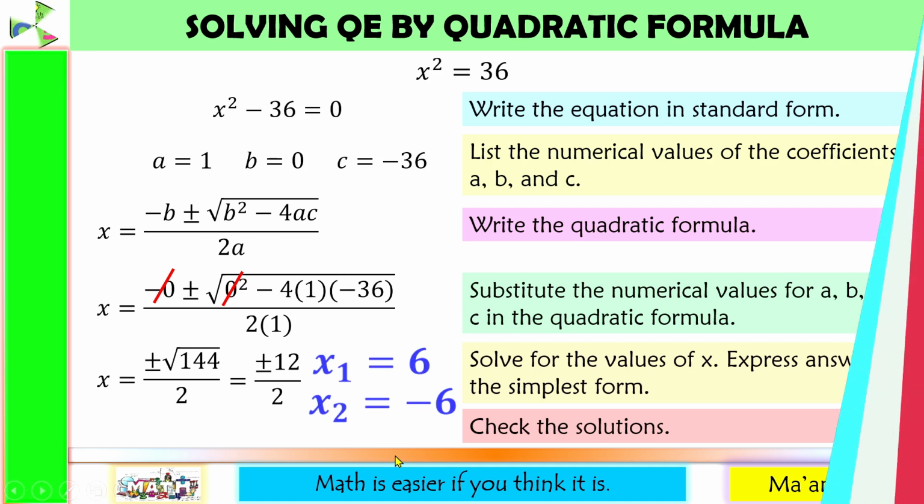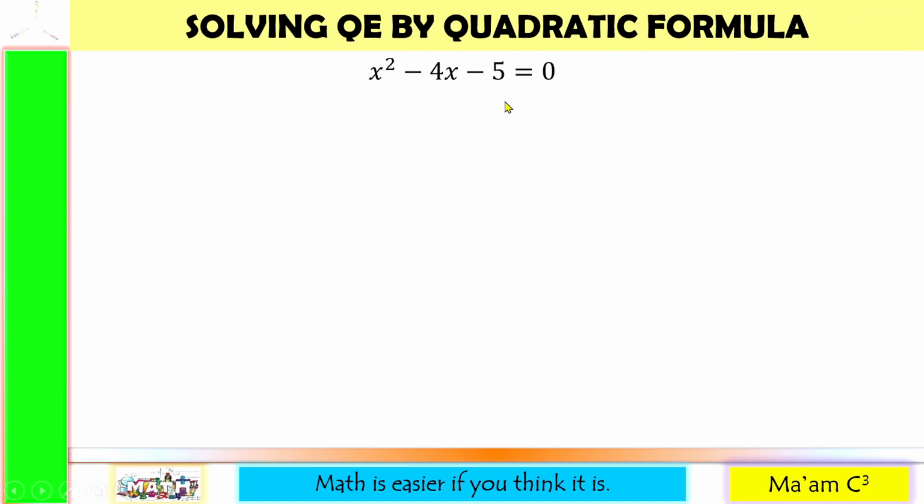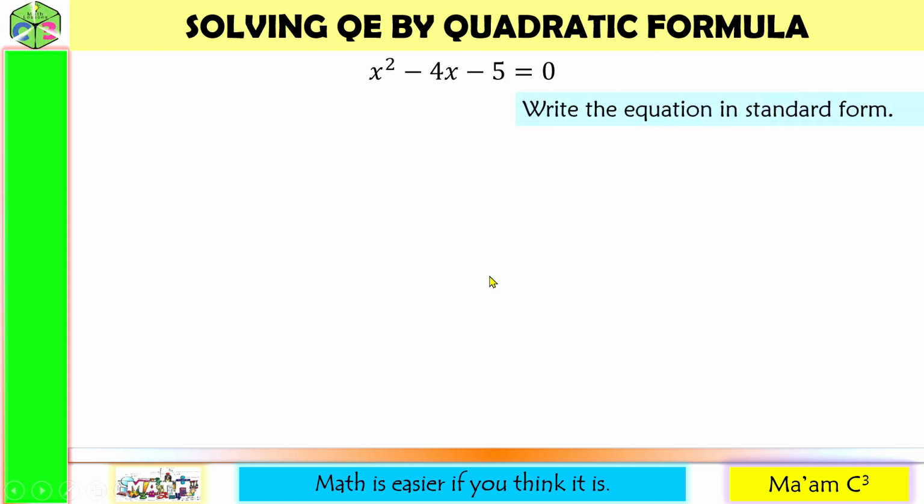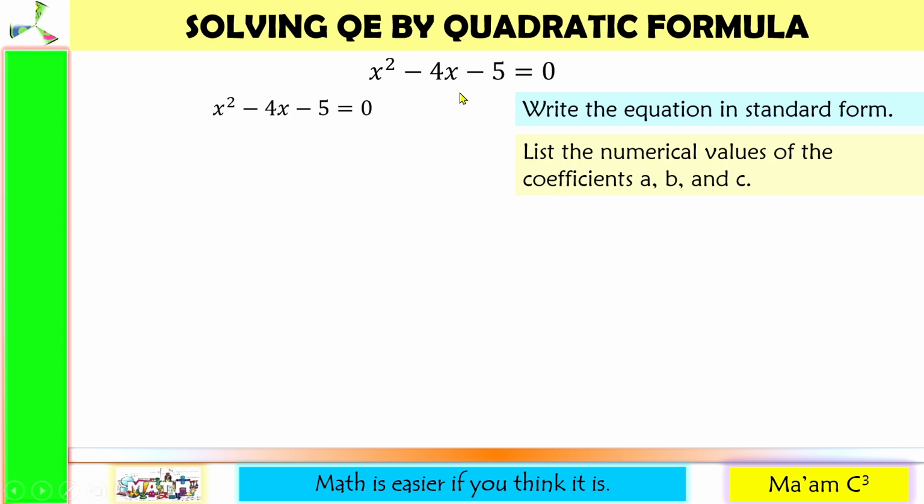Let's have another example. We already solved this problem in our lesson, solving quadratic equation by factoring. This time, we're going to solve this using quadratic formula. Again, step 1 is to write the equation in standard form. But this one is already in standard form, so I'll just copy this one. Step 2, we're going to list the numerical coefficients of A, B, and C. A here is the invisible one. B here is negative 4. And C is negative 5.